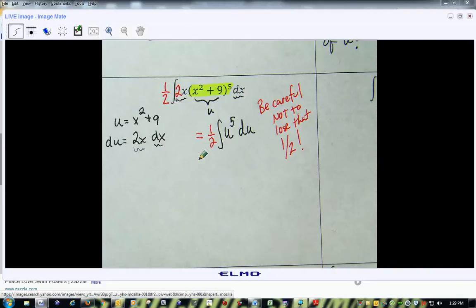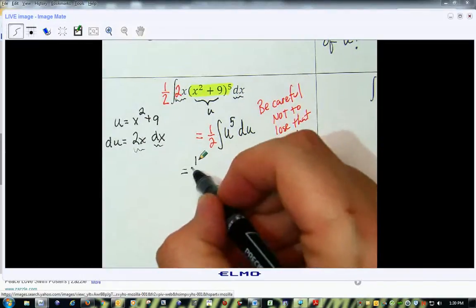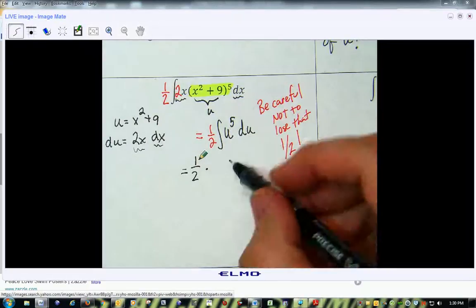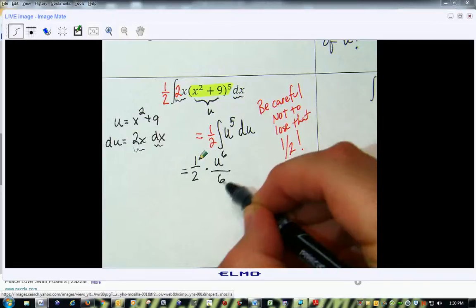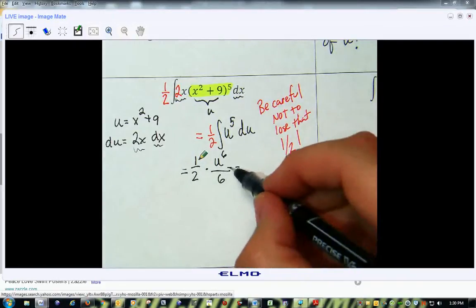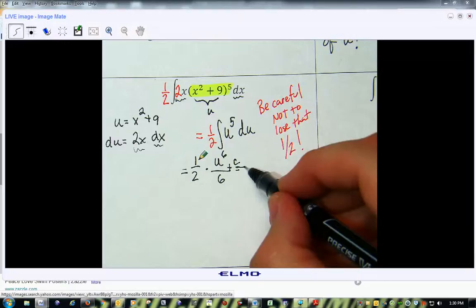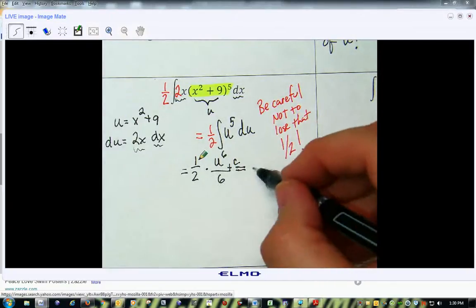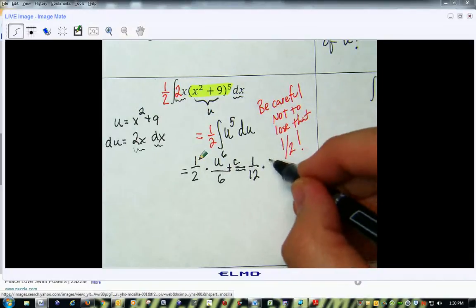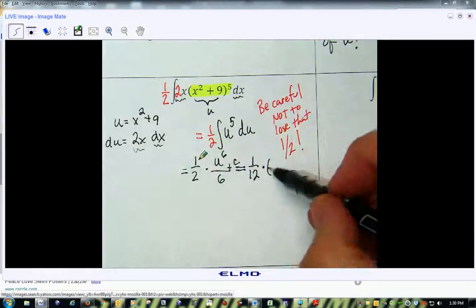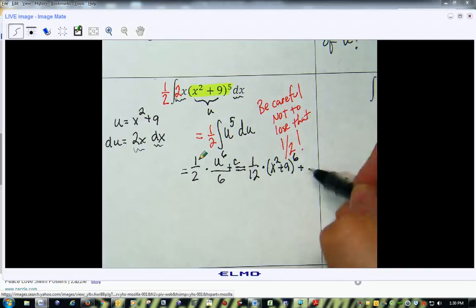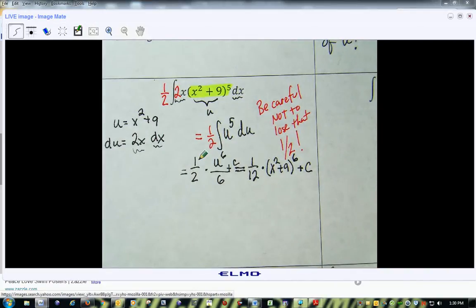So this is going to be equal to 1/2 times, well, what's the integral of u to the 5th? Yeah, u to the 6th power over 6. Oh, plus what? Plus c. Can't forget the plus c. If I take out the 6, 1/2 times 1/6 is 1/12 times. Now, what was my u value? x squared plus 9. That's going to be to the 6th power plus c. And that's your final answer.